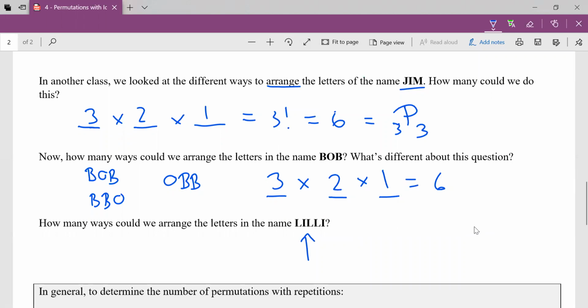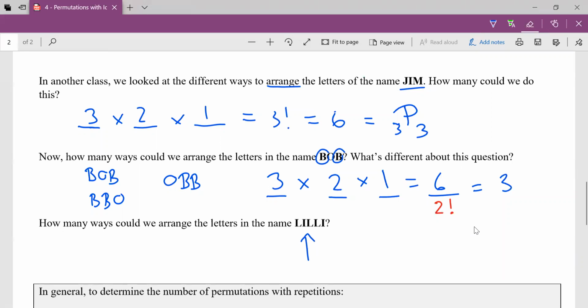Here's what we're going to do. Let's go back to Bob. I know the answer is 3. I notice there are 2 B's, so I'm going to divide out by my identical objects. There are 2 B's, so I divide by 2 factorial. Those are my B's. There's 3.